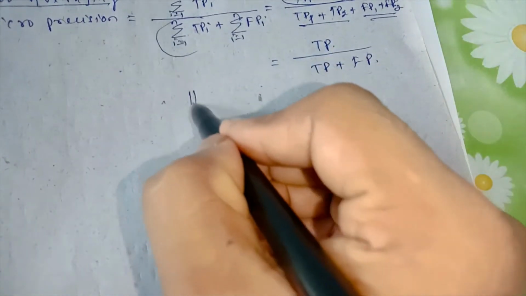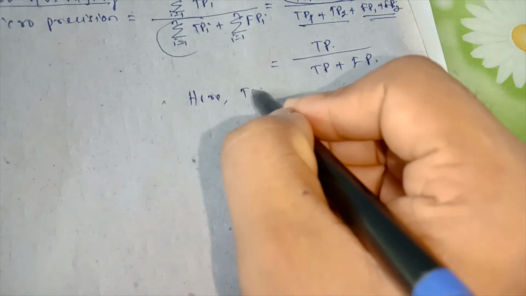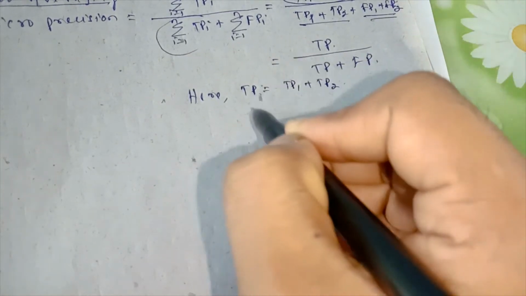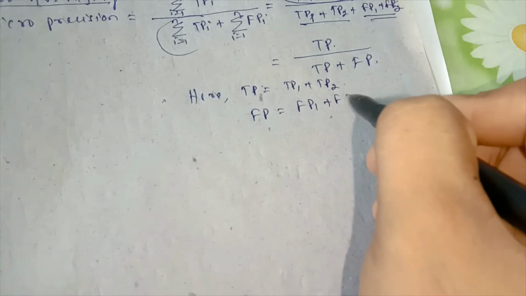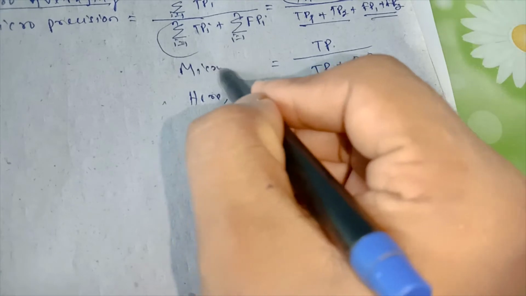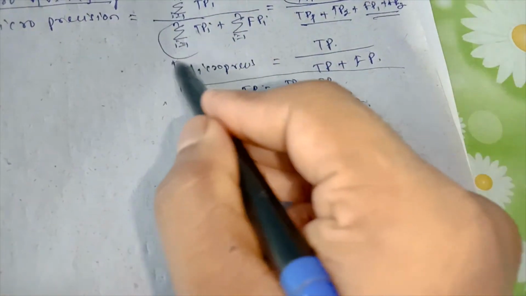So TP equal to TP1 plus TP2, and FP equal to FP1 plus FP2. This is the formula for micro precision.